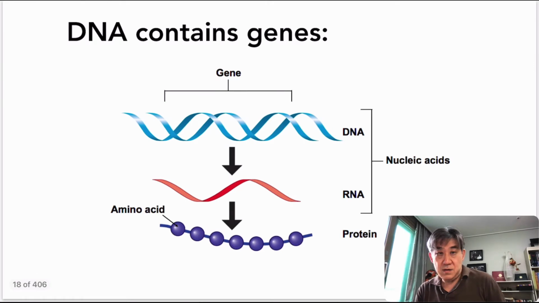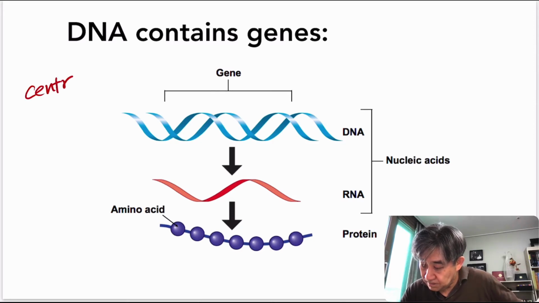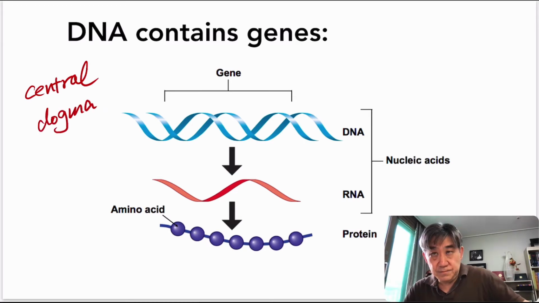So as I went over briefly, this is the relationship among DNA, RNA and protein, the flow of information. Later I'm going to mention it once again, but this type of relationship is usually called the central dogma, which describes the direction of the flow of information from gene to protein.